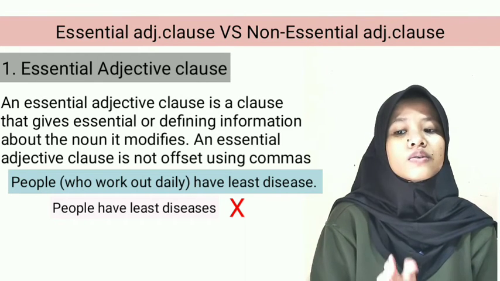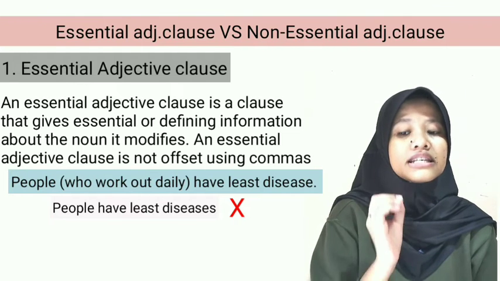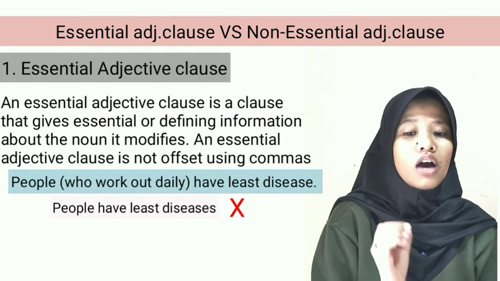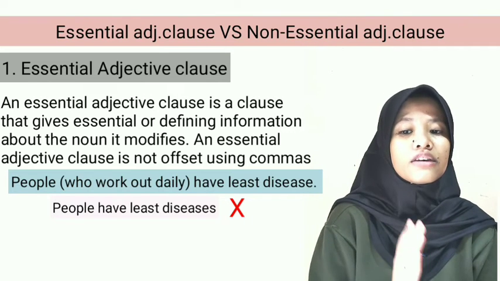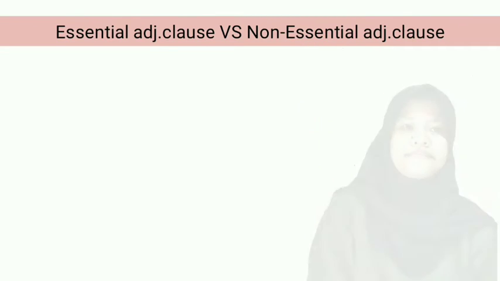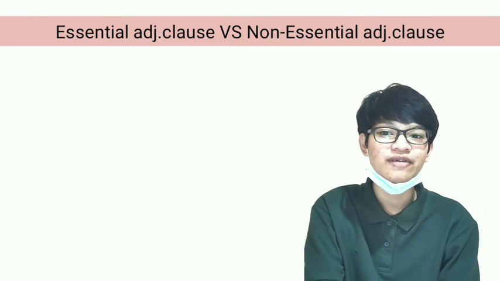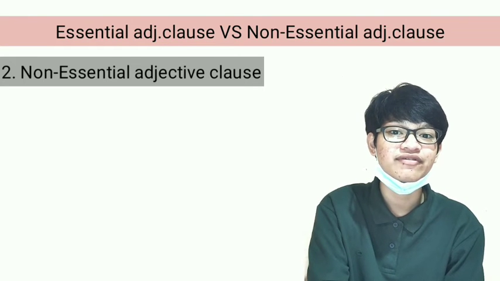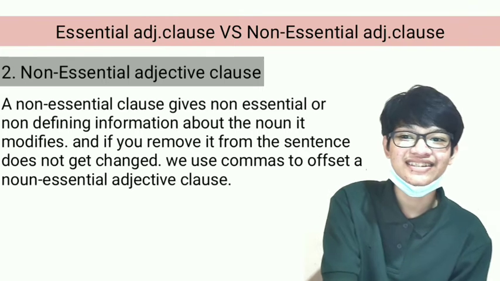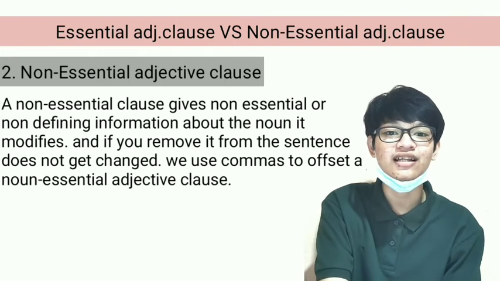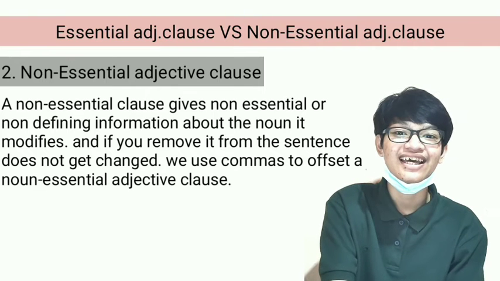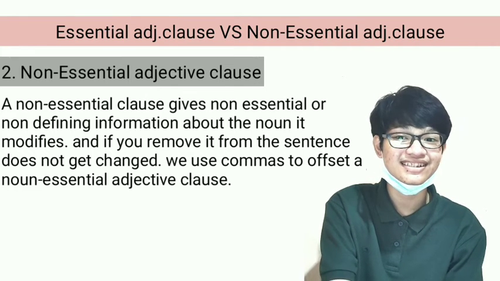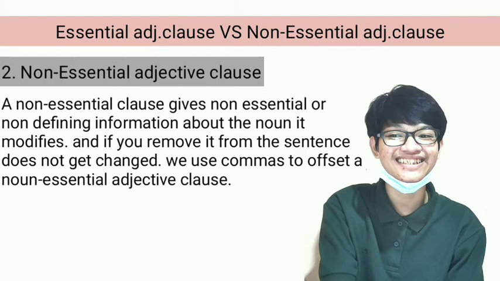So you cannot take an essential adjective clause out of your sentence. If you do that, the sentence will start giving a different meaning. Now, let's understand what is a non-essential adjective clause. A non-essential adjective clause gives non-essential or non-defining information about the noun it modifies. And if you remove it from the sentence, the meaning of the sentence does not get changed.